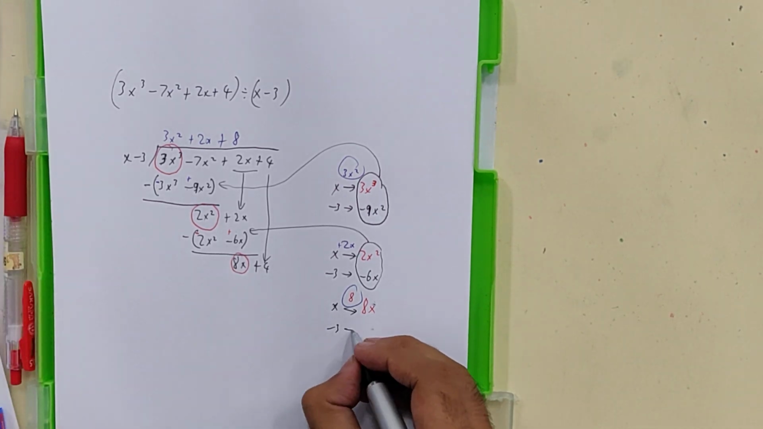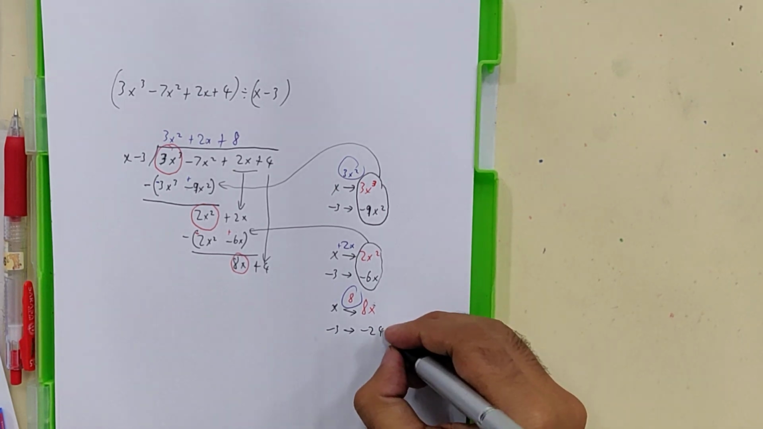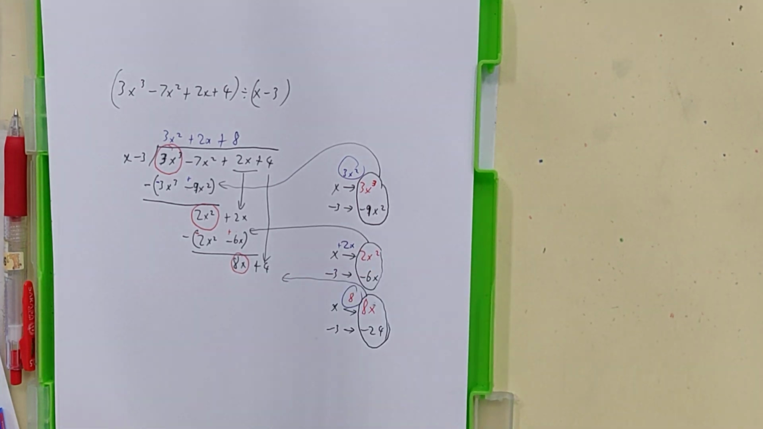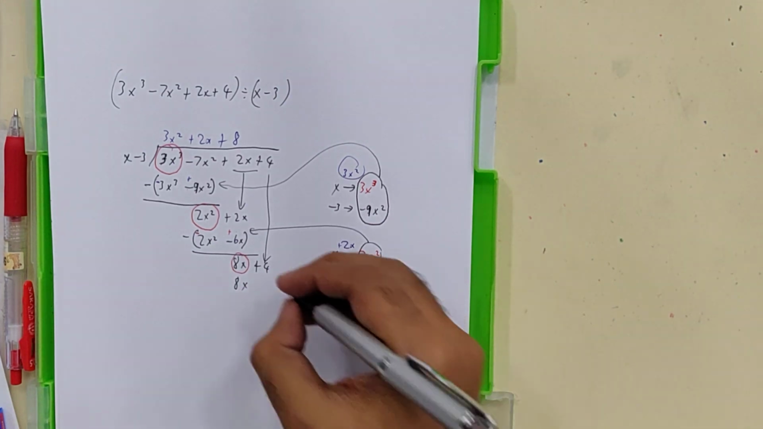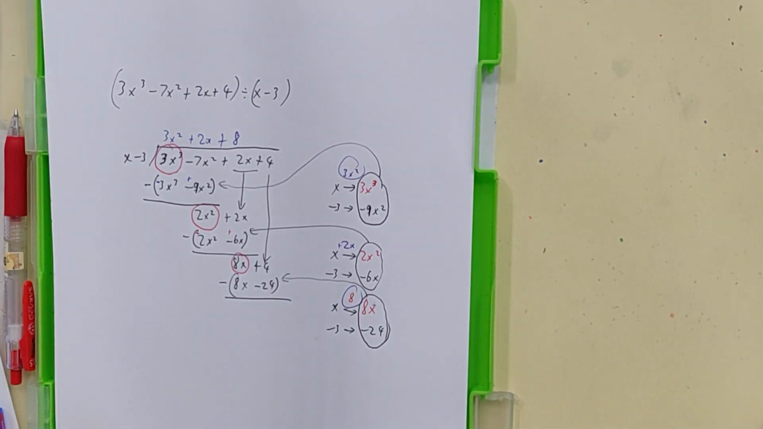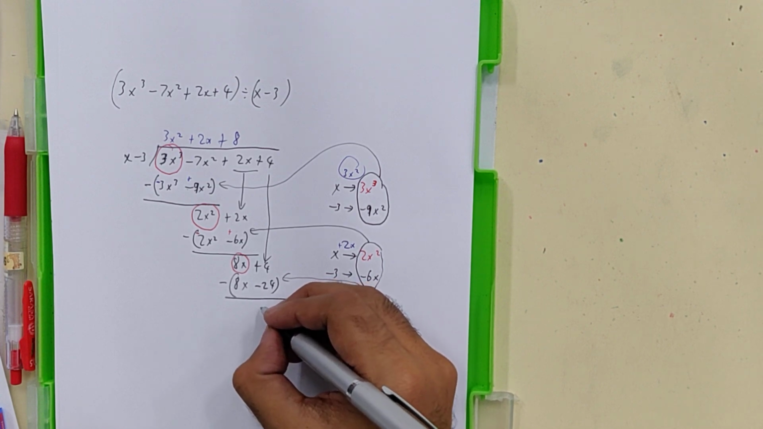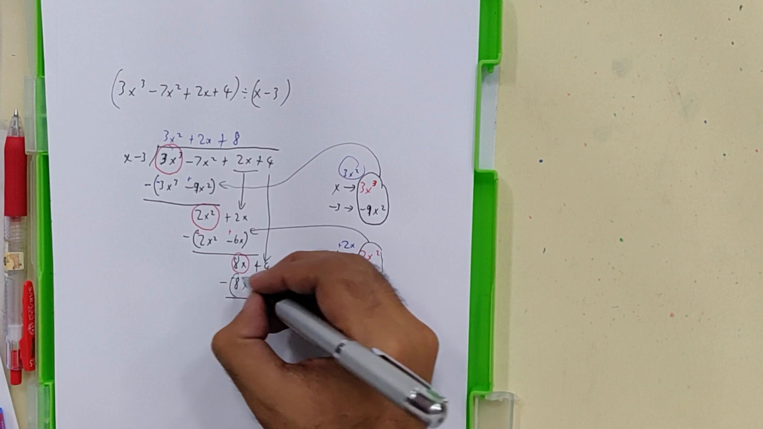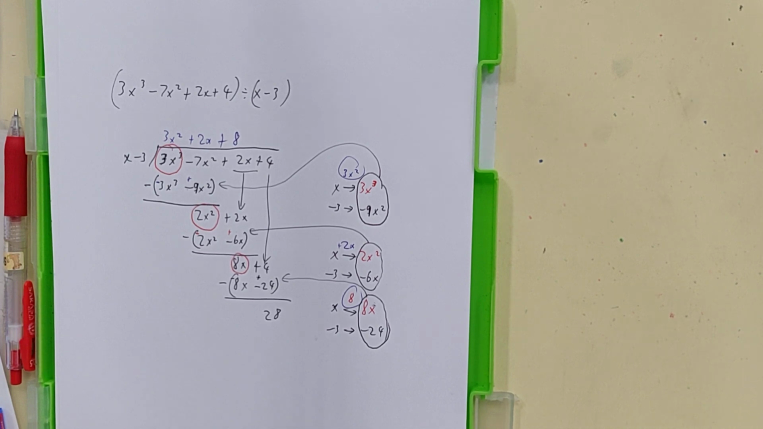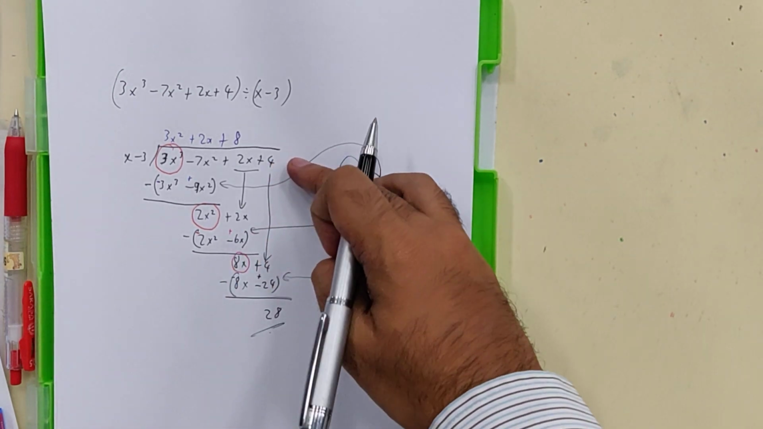And then what happened to negative 3? Negative 24. So what do you do with this? Put up here. So 8x minus 24. So minus this thing, what do you get? 28. Look. Can we go on? No, we stop there. It's finished. Nothing to come down anymore.